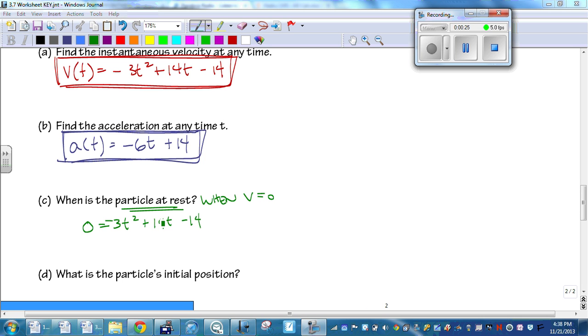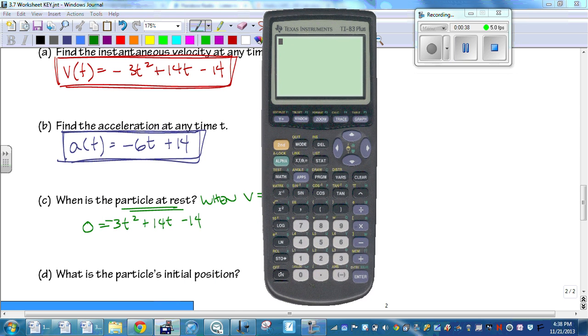Now this one doesn't factor very nicely, so we can do a couple things. We could use the quadratic formula, or we can graph it and find the zeros of the graph. So let's try that one for this one. I'm going to graph the velocity. So we have negative 3t squared plus 14t minus 14. And I'm going to graph that. And we have two zeros, 2 points where the velocity is 0. So I'm going to go ahead and figure those out.